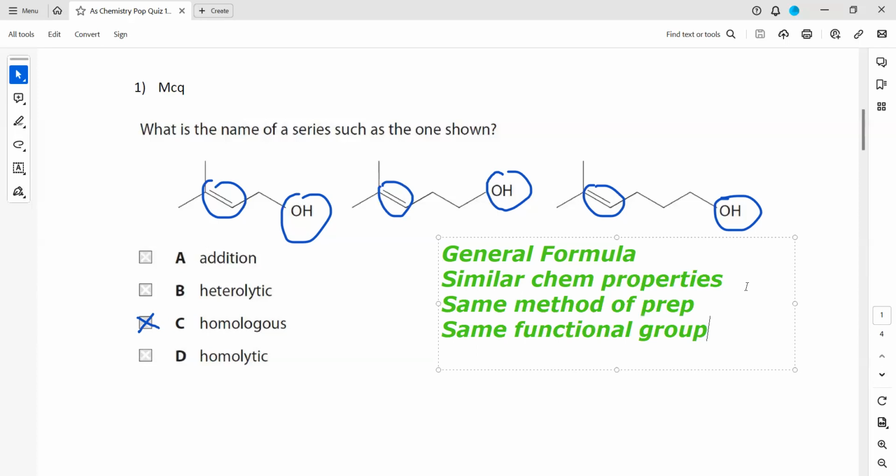So as you can see here, you will find that they all have the same functional groups. Like there is a carbon-carbon double bond, and there is also an OH. So this gives an indication that this is a homologous series.